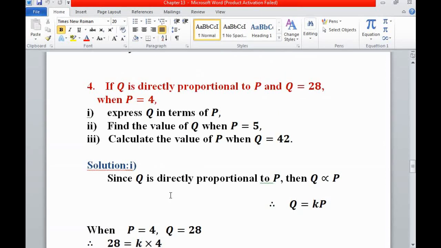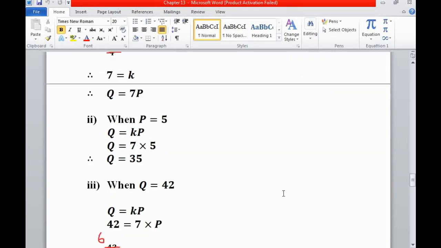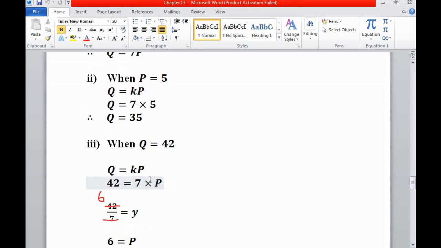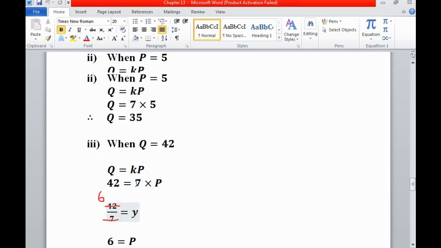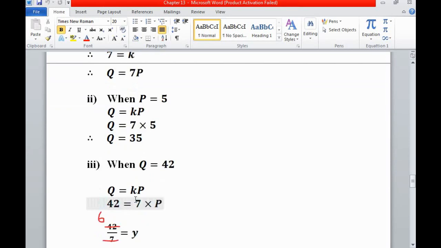And our third part from the question is to calculate the value of P when Q equals 42. So again we will be using this equation because these two quantities Q and P are in direct proportion. When Q equals 42, which is given in the statement of the question, this equation Q equals KP becomes 42, which is the value of Q, equals 7 multiplied by P. Now 7 is the value of constant K, which we have calculated.